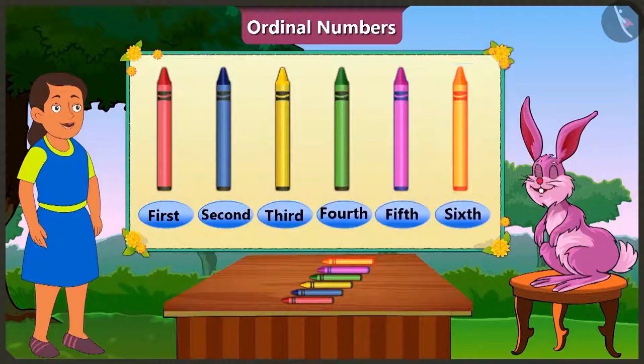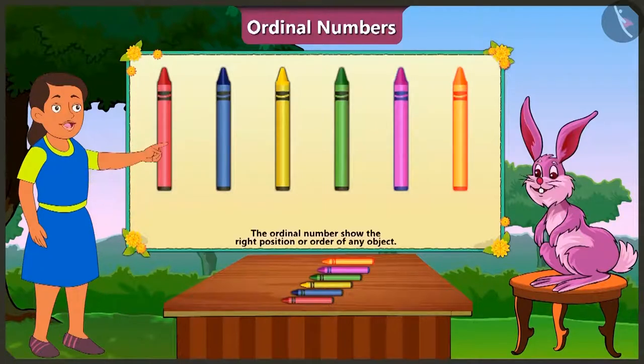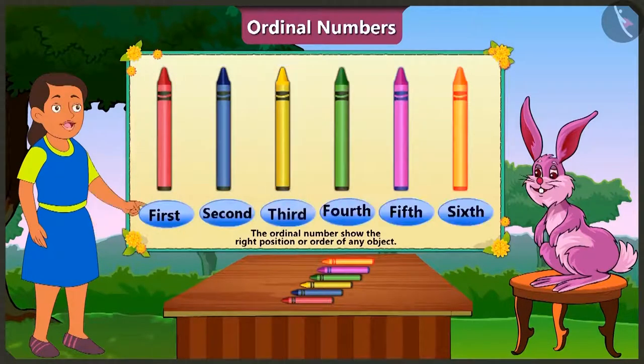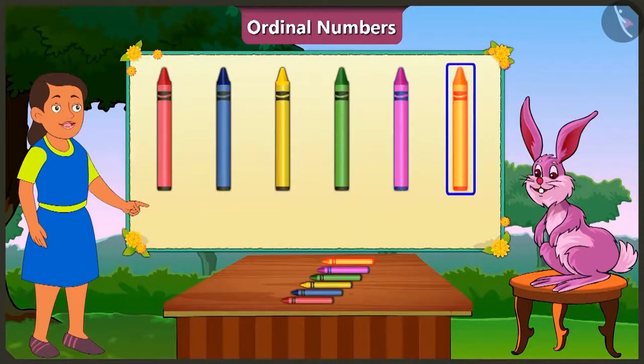to orange crayon. Means that if we want to count objects, we have to say 1, 2, 3. Got it. And if we have to tell the position or place of objects in the line, then we have to say first, second, third, ordinal numbers. Then here the yellow crayon is at the third position. And at the end is the orange crayon.